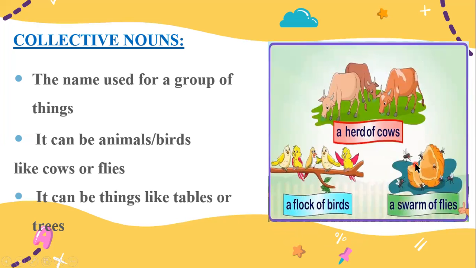Now another example, flies. Fly is itself in the plural form, flies. What do we name the fly group? A swarm of flies. Flocks of sheep, herds of elephants, herds of cows. For certain animals, the group name will be the same.